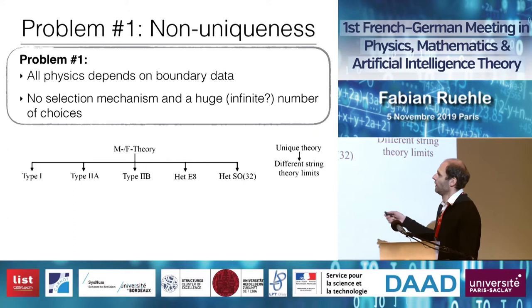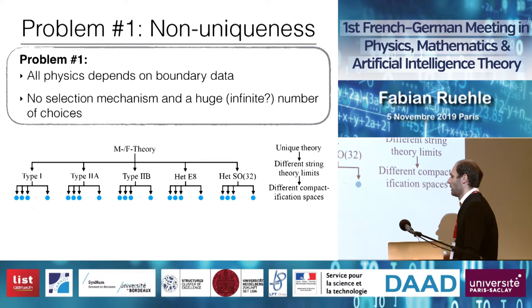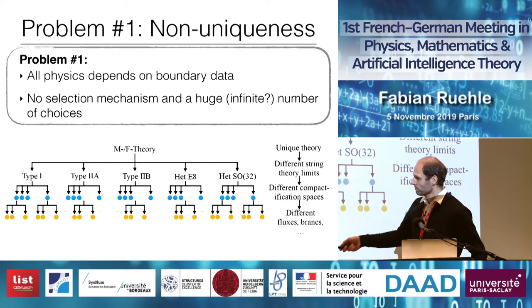Now you choose your Calabi-Yau manifold, and this is where the fun starts. So now you go down to four dimensions, and for each of these, you can choose different compactification manifolds. And then on each compactification manifold, you can choose different fluxes, branes, and so on. So this is where all the non-uniqueness comes in.